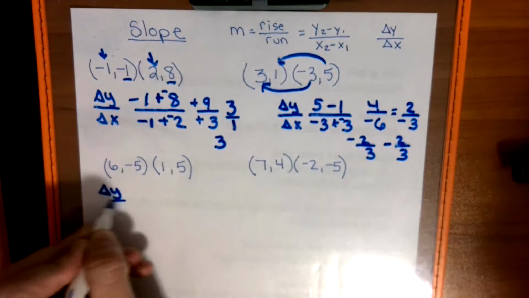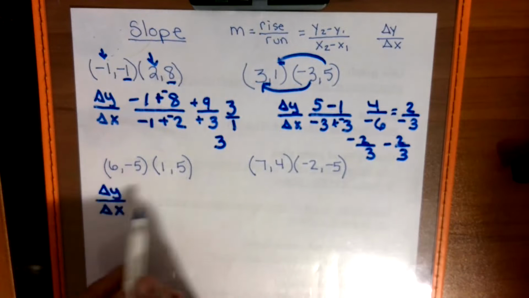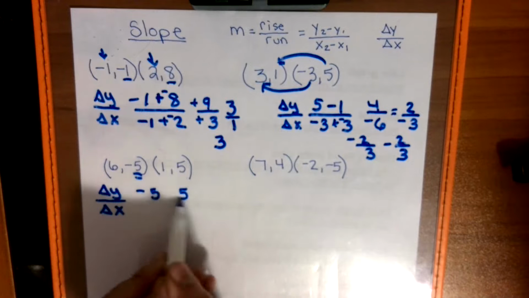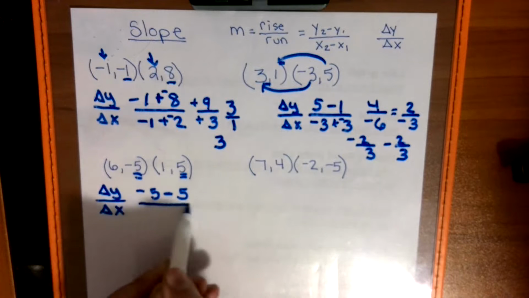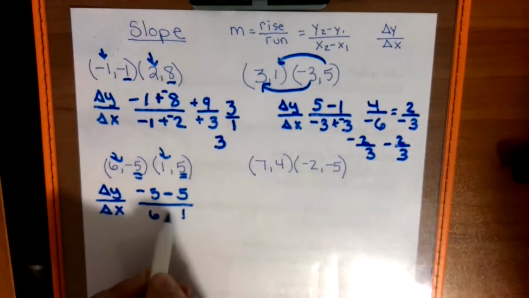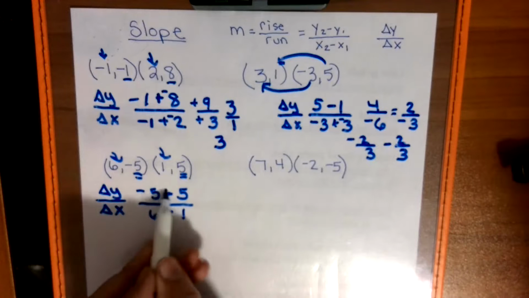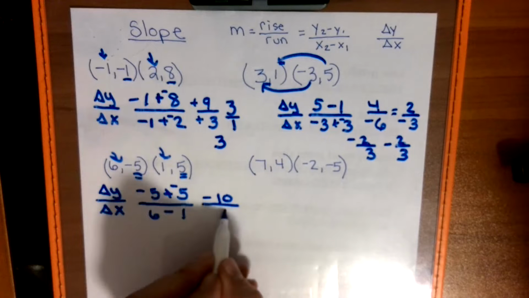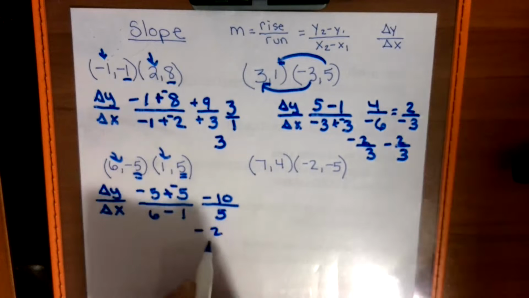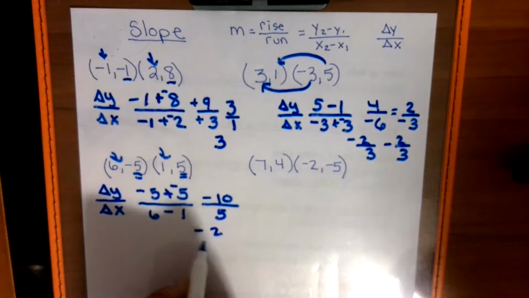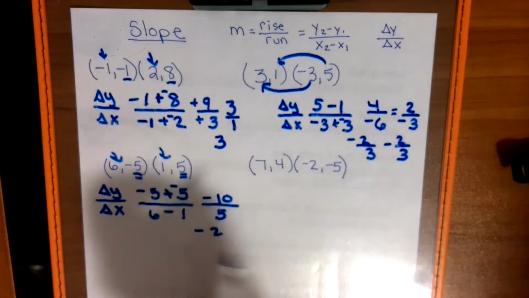So change in y over the change in x. -5, 5, subtract between. 6, 1, subtract between. Keep it, change it, -10 over 6 minus 1 is 5. So that will equal -2. Okay, so that would be our slope. You could have -2 over a 1. That's up to you, but -2 is your slope.